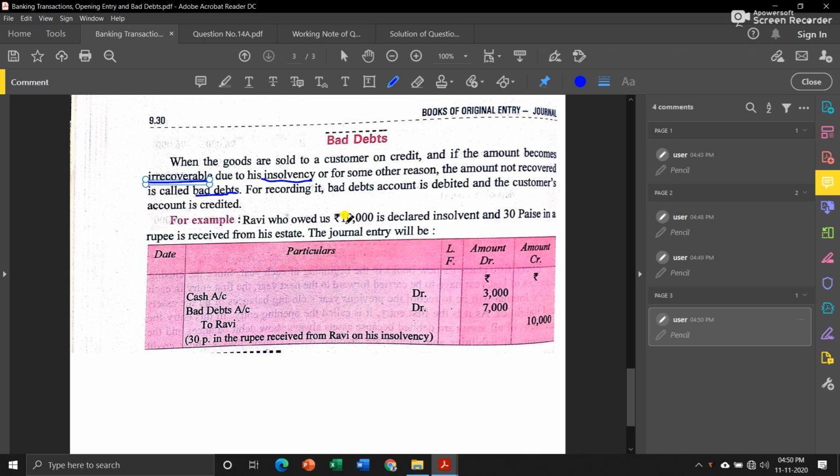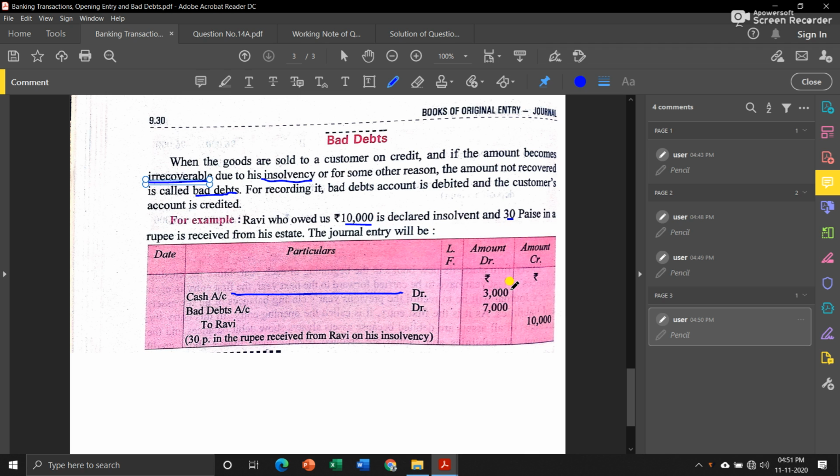In this example, Ravi was supposed to pay us 10,000 and he was declared insolvent, but still he said that out of 1 rupee he will give 30 paise. So we have to find out how much he will pay us out of the total 10,000. Cash account debit, that is what we are going to recover from him, 30 paise in a rupee. To find that amount, you do 30 by 100 into 10,000.